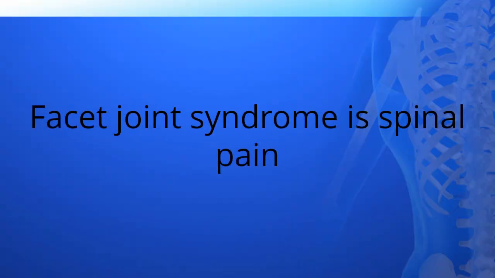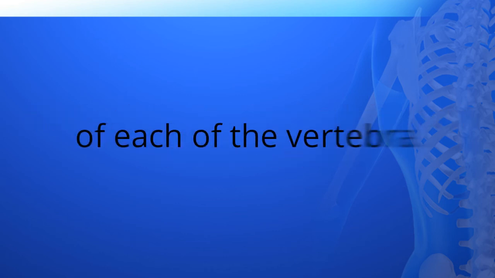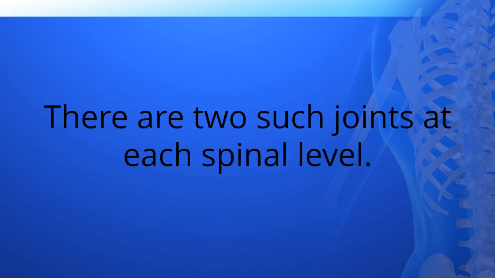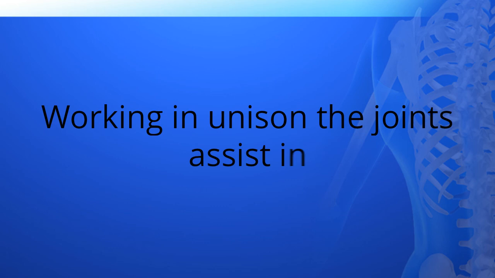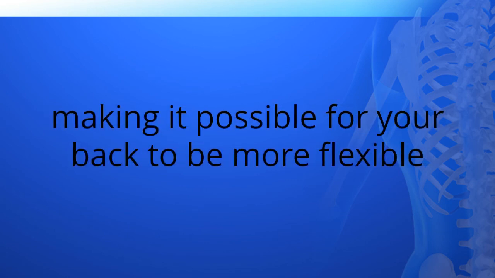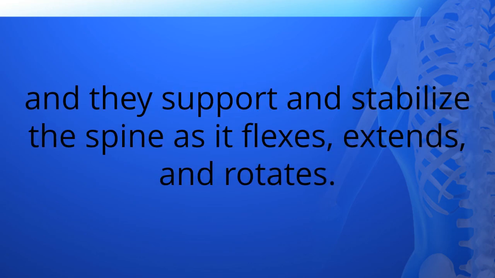What is facet syndrome? Facet joint syndrome is spinal pain that originates in the joints on the back side of each of the vertebrae. These joints are designed to help stabilize the spine as it moves. There are two such joints at each spinal level. Working in unison, the joints assist in making it possible for your back to be more flexible, and they support and stabilize the spine as it flexes, extends, and rotates.